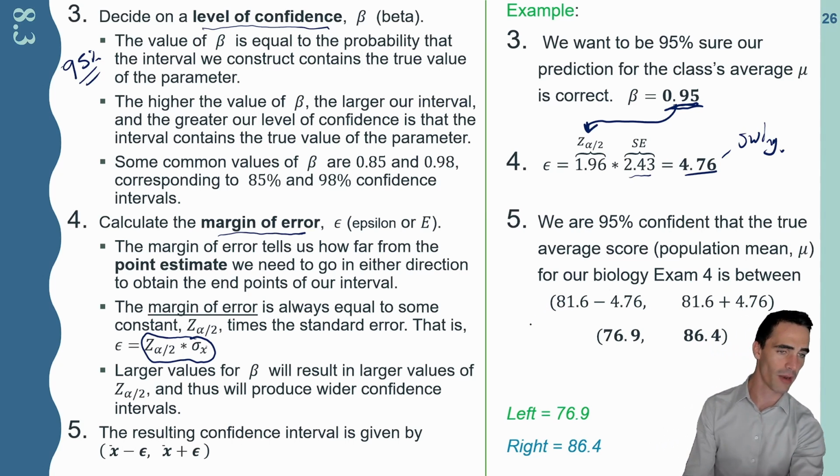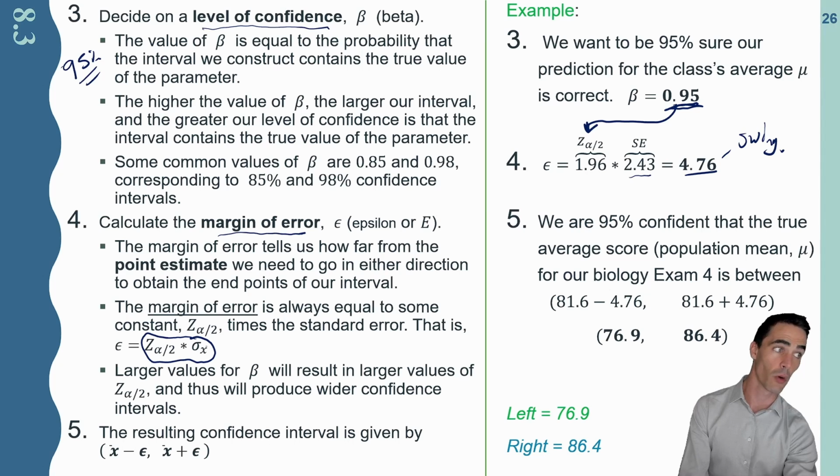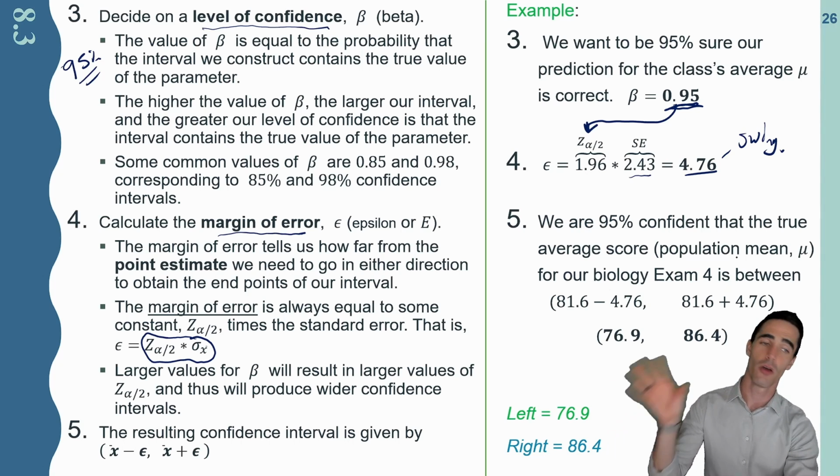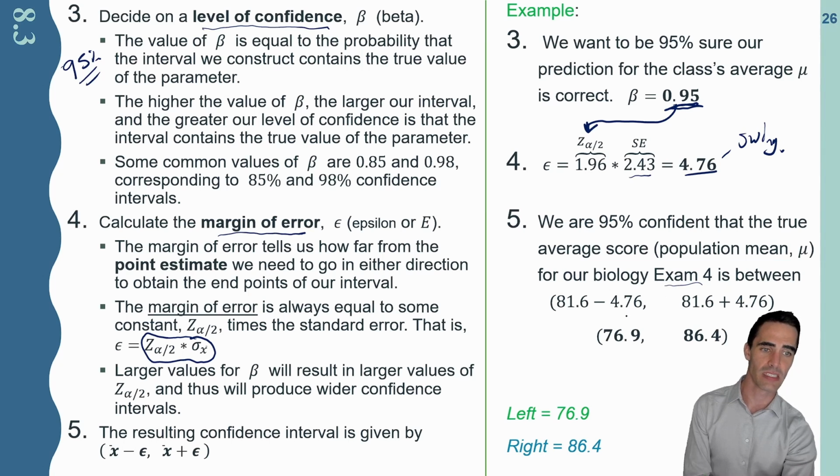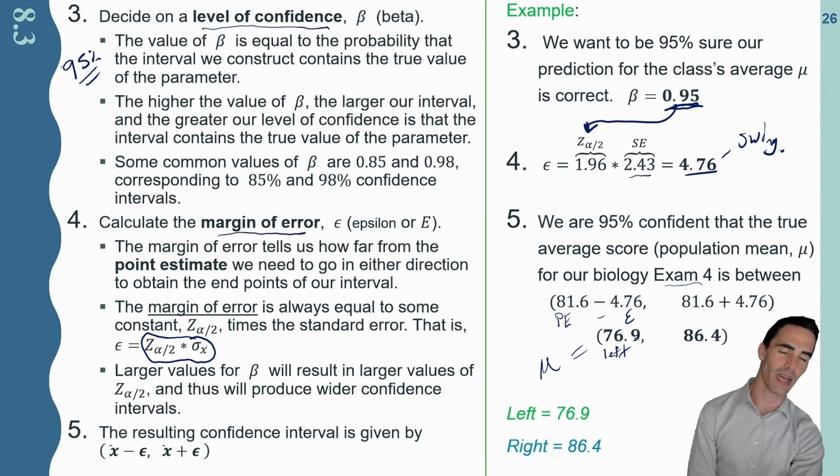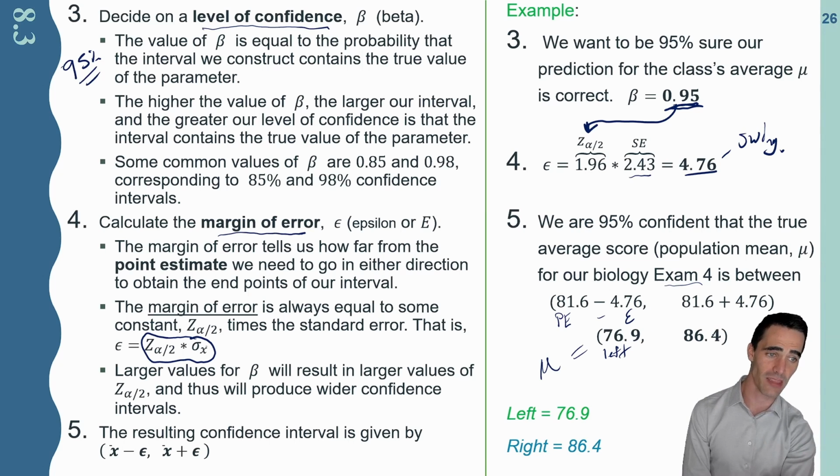And if I can just move my head a little bit out of the way, here it is. We are 95% confident that the true average score, that is for everyone taking the exam, whether that was 100 people taking the exam or 2,000 people taking the exam, that the average for this exam is somewhere between, this is my point estimate, the mean, minus my margin of error. And it looks like the smallest average I can imagine it being is 76.9. And the largest, if I add the margin of error, will get me 86.4 for the mean.